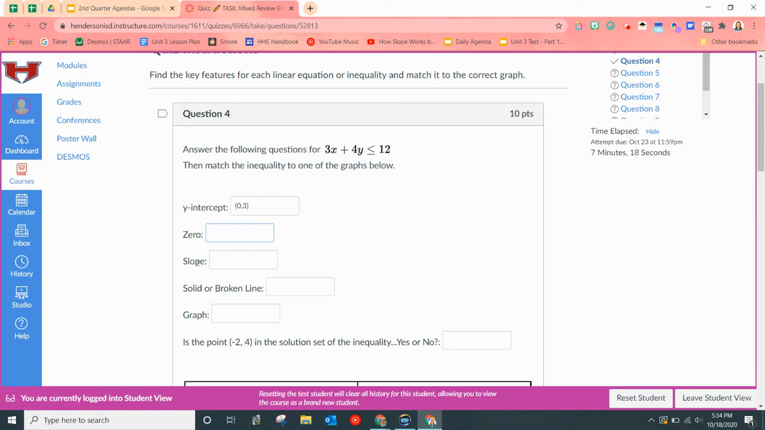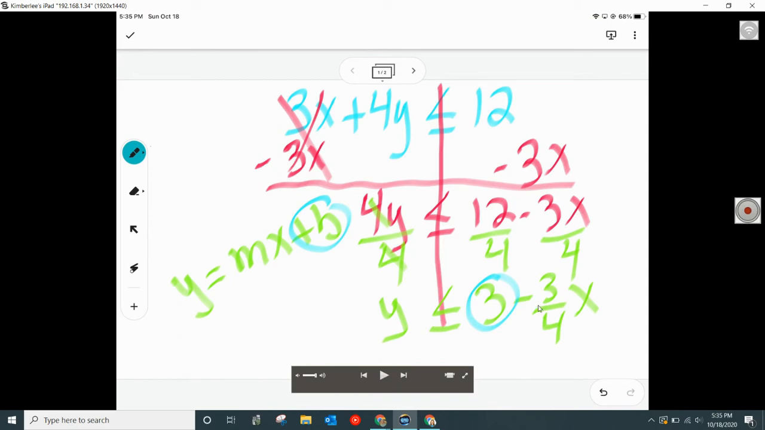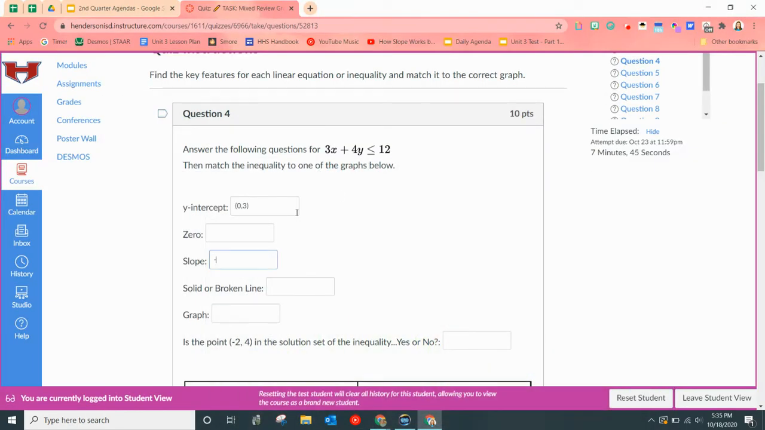You might also see rate of change instead of slope. 0 means x-intercept. Slope means rate of change. Rate of change and slope, those are interchangeable words. Okay, so what I'm going to do now is, because I can't look at this and find my x-intercept, my 0, but I could look at it and find the slope. So let's find that. So remember, your slope is going to be the number in front of x. That's negative 3/4. So I'm going to go ahead and type that one in.